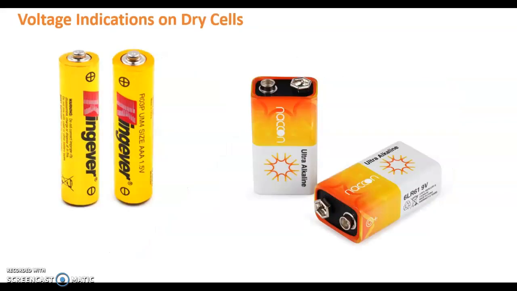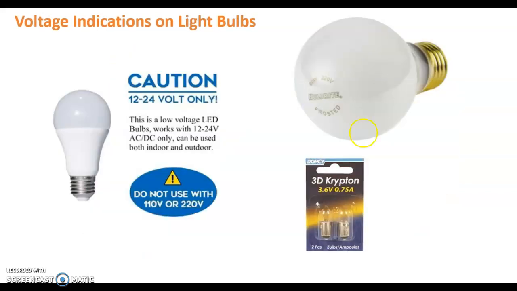Now these are the indications on the dry cell. What about the indications on the light bulb? We can see here the indication 12 to 24 volts only. We have here 220 volts. This is another lamp that has 3.6 volts, 0.75 ampere indicated on it.